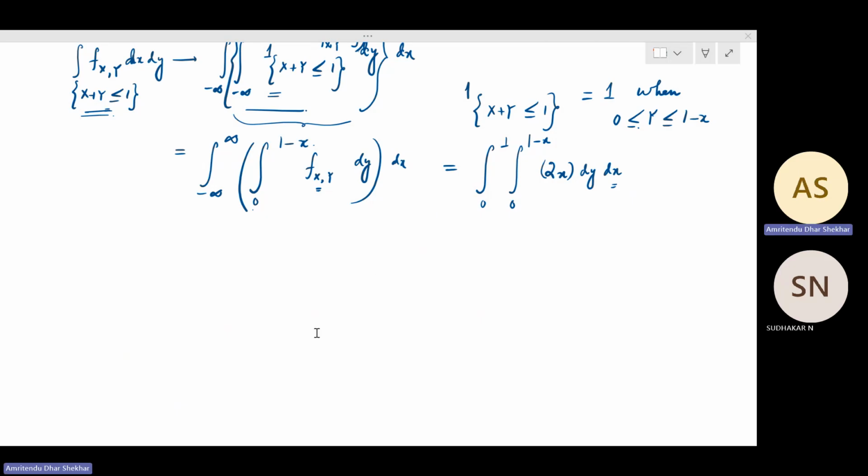Then there is problem 7, which is again similar to problem 6. Now let's look at another problem.